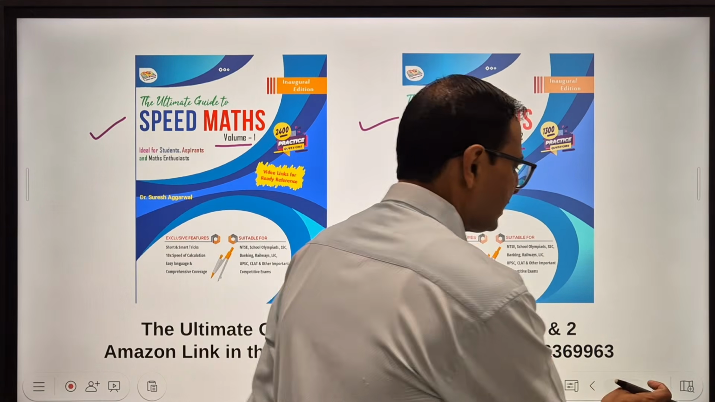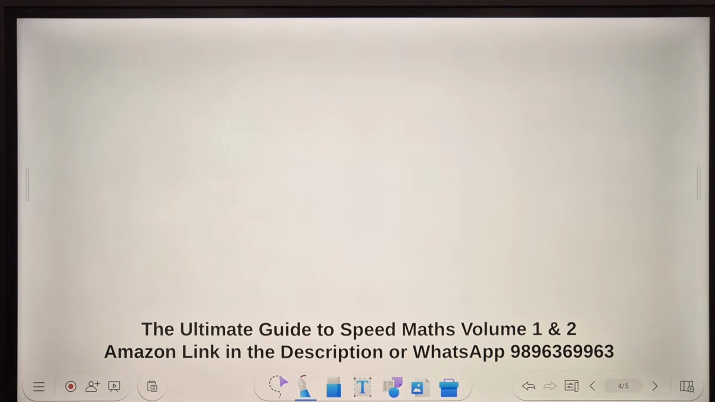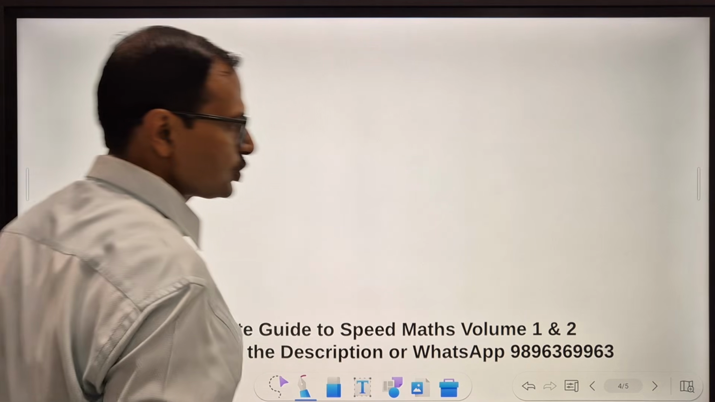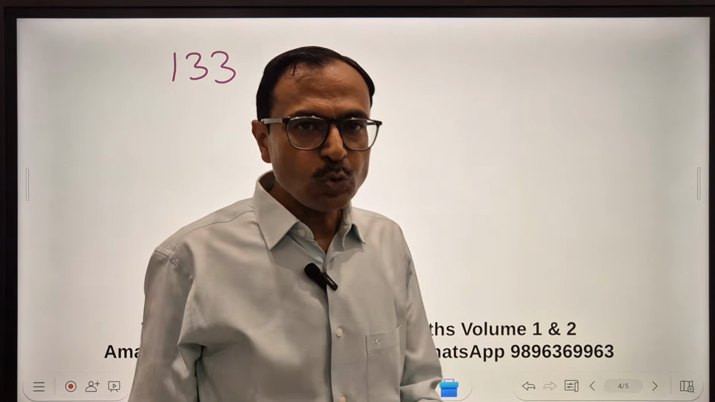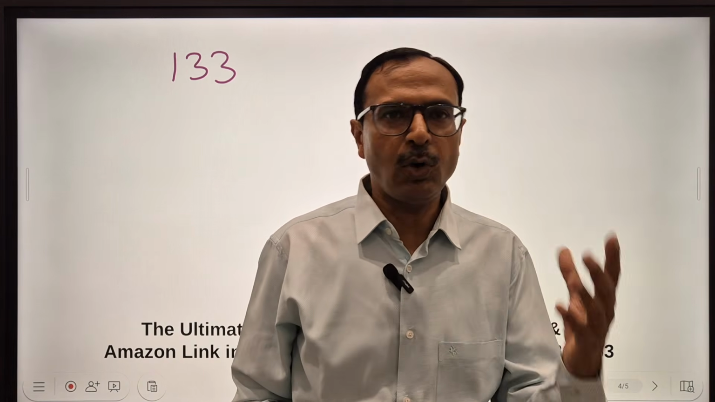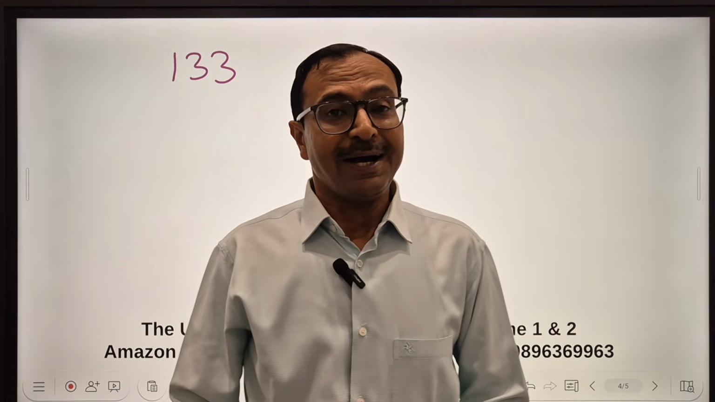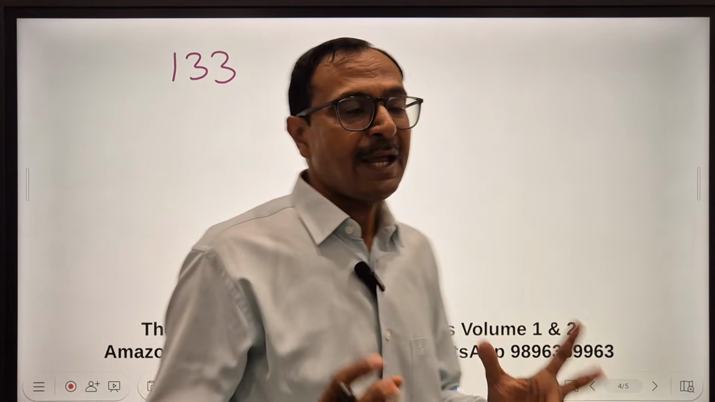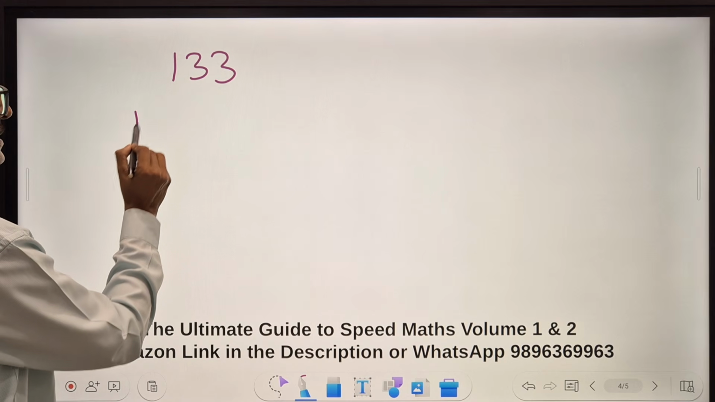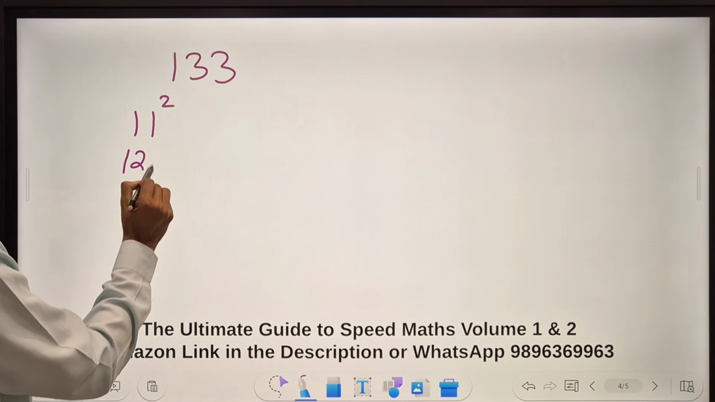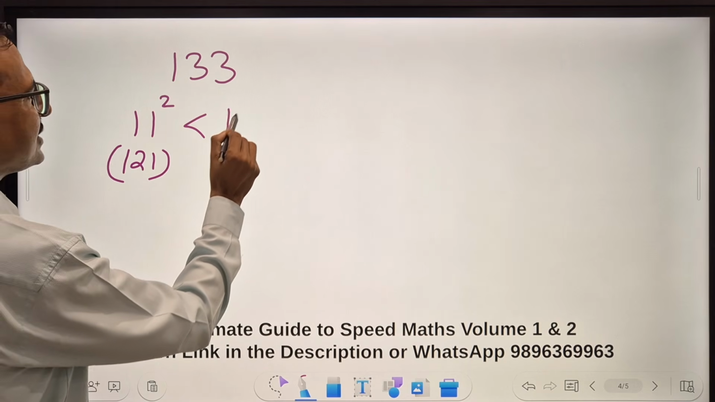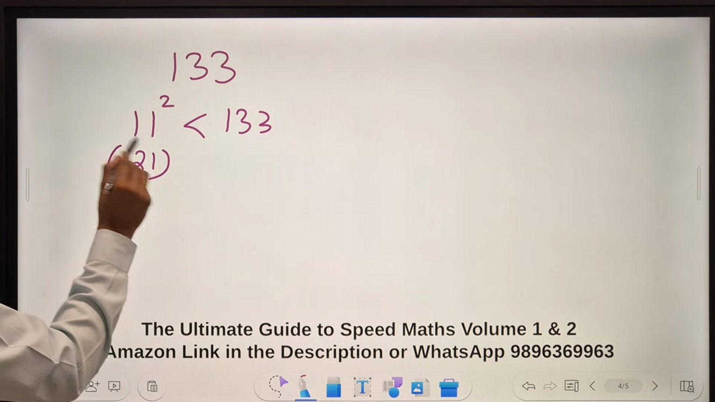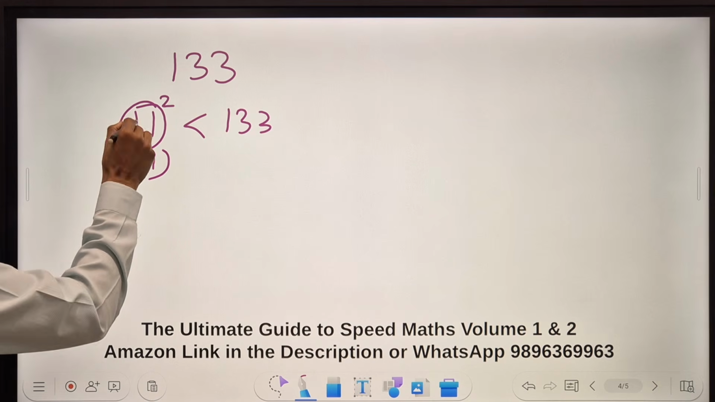So I'll take some more examples of the same concept, 3-digit numbers. Now let's take 133, an often confused number, and check whether 133 is prime or composite. Again, I need to find the number which is closest to 133 and is a perfect square. And you must be knowing 133 is very close to 11 square, which is 121. And so I just need to check the divisibility of 133 by all prime numbers from 11 to 1.